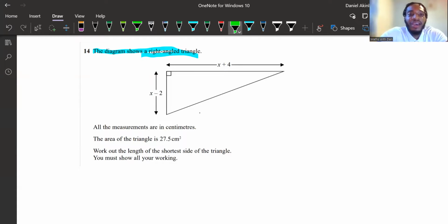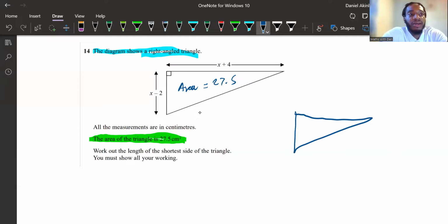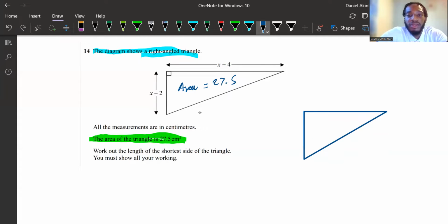And it says the area of the triangle is 27.5 centimeters squared. Yeah, this is very, very key. I can say area of this is equal to 27.5, right? Now they've said the area of a triangle. Well, we know the area of a triangle. Let me actually draw a proper triangle. Remember, this is the height of the triangle. This is the base. I'm writing it this way around because that's how the question has it.